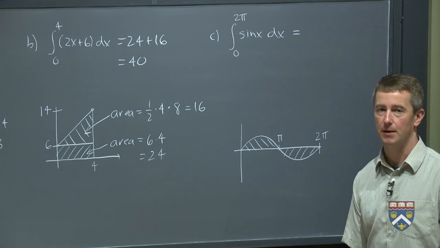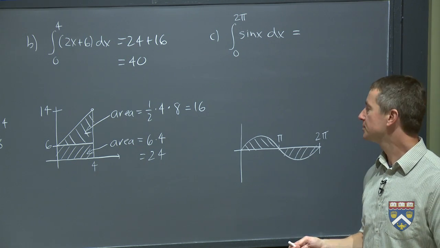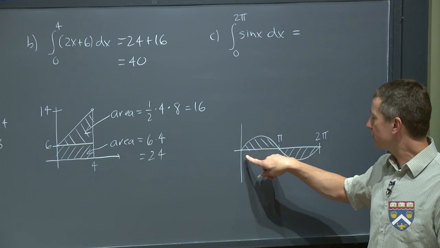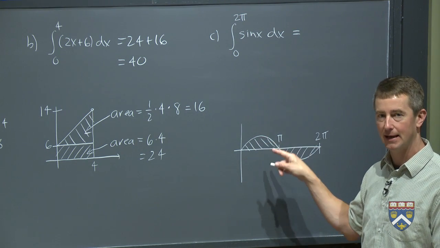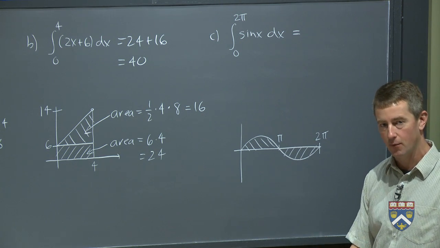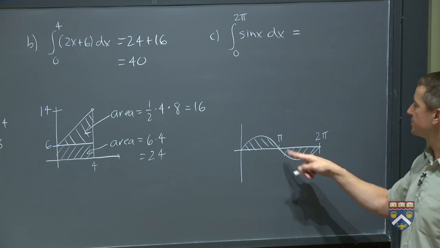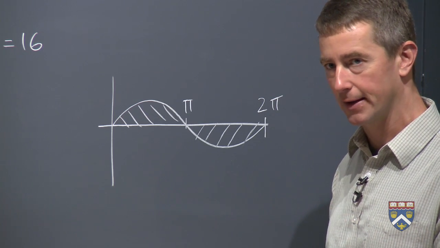There's a couple ways you can think about this. One, if this were a rate of change. So maybe this is the rate at which water is coming into a tank. So for the first pi units of time, the rate is positive, meaning above the x-axis. So what is happening to the amount of water? The amount of water is going up. For the next pi units, the rate of change is negative. So what's happening to the amount of water there? The amount of water is going down.